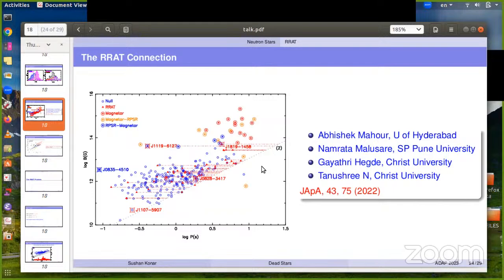So this is lovely. Okay. What do we need? We need the luminosity of the RRATs. Radio, X-ray, wherever. We don't have it. Okay. So let me show you.